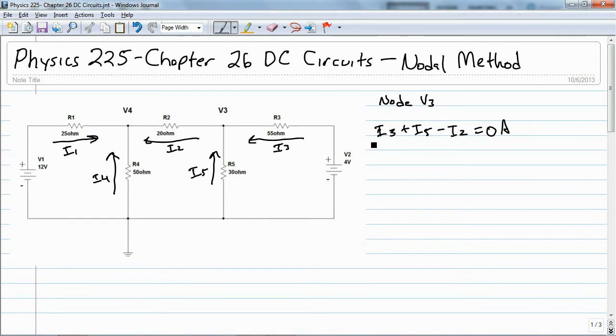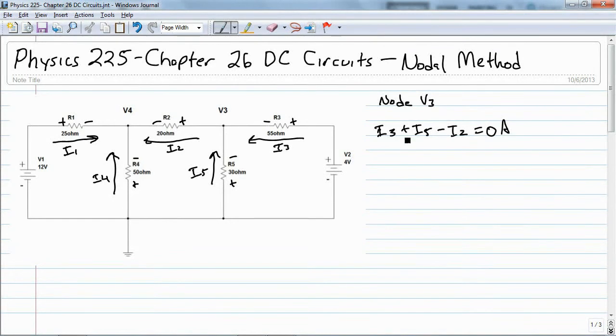And now, I forgot to put in my polarities. I very much apologize. I'm going to need that. R1 is positive on the left, minus on the right. R2 is positive on the right, negative on the left. R3 is positive on the right, negative on the left. R4 is positive on the bottom, negative on the top. And R5, positive on the bottom, negative on the top.